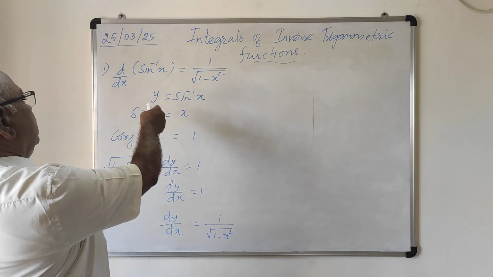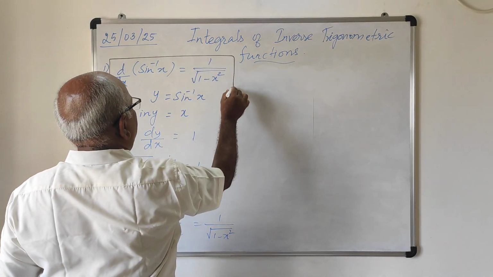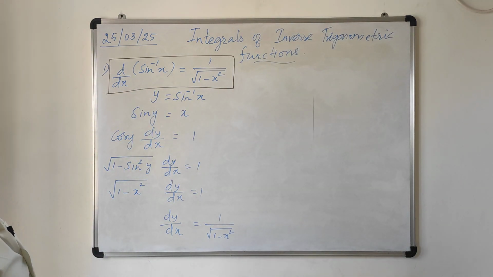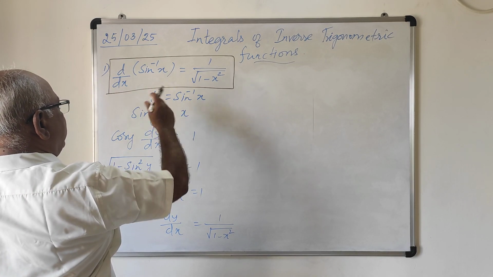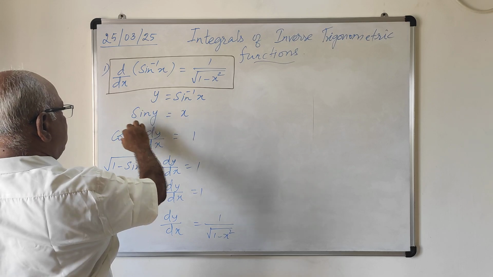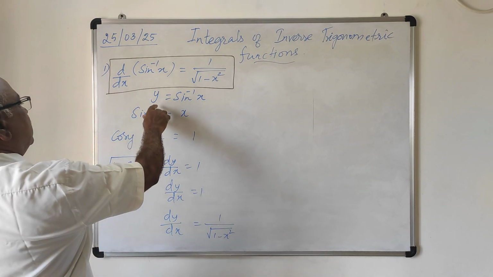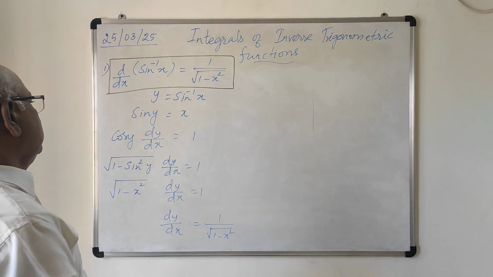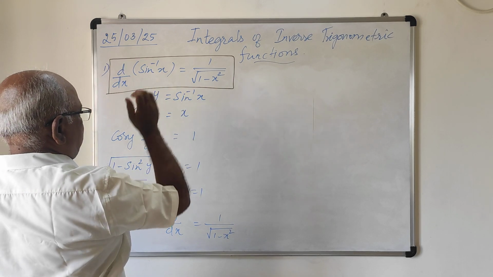See, y equal to sin inverse x. This is our result: d by dx of sin inverse x equal to 1 by root of 1 minus x square. Substitute y equal to sin inverse x. By definition of inverse trigonometric function, operating sin on both sides, sin y equal to sin of sin inverse x.